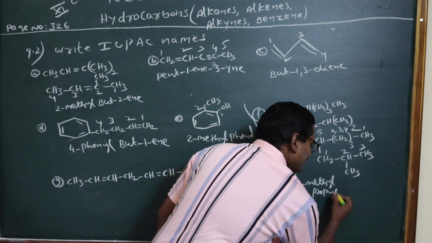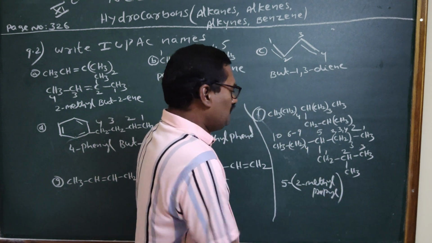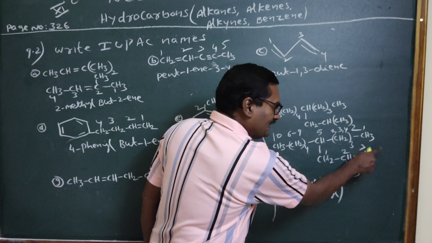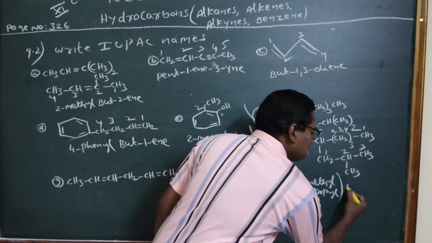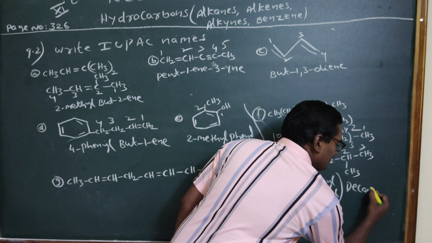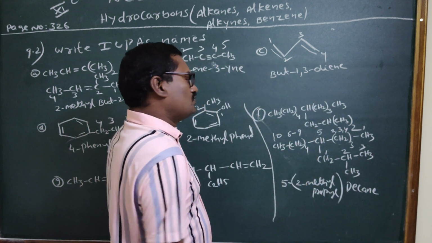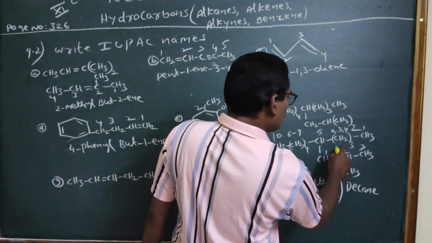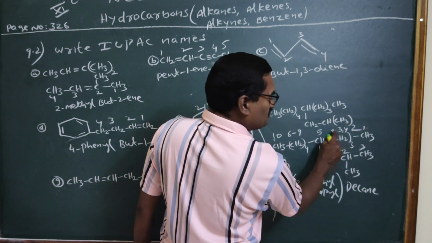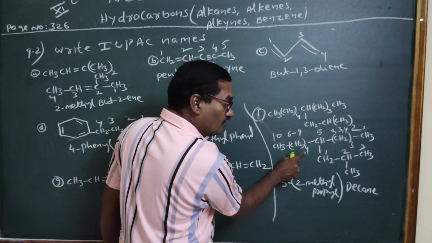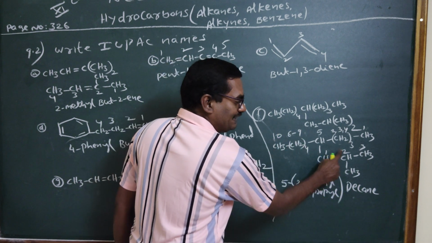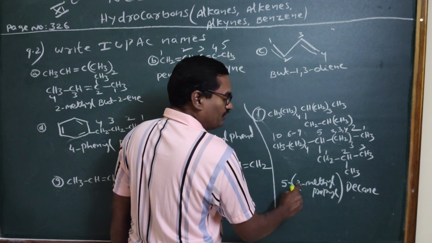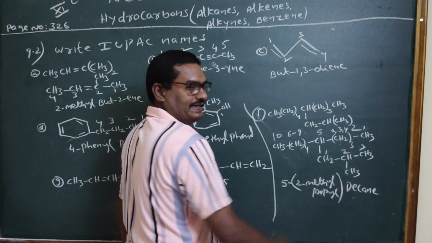So 5-(2-methylpropyl): the second place contains a methyl, totally a propyl. Ten carbons means decane. So 1, 2, 3, 4, 5, then 6, 7, 8, 9, 10, decane. The second place contains methyl. So the answer is 5-(2-methylpropyl)decane.